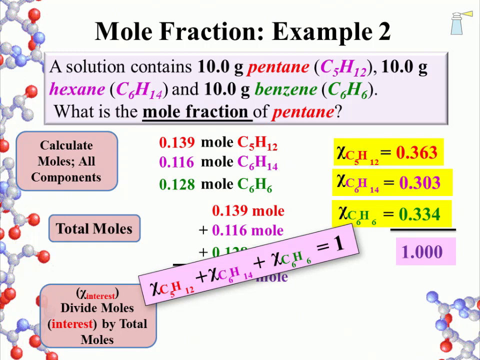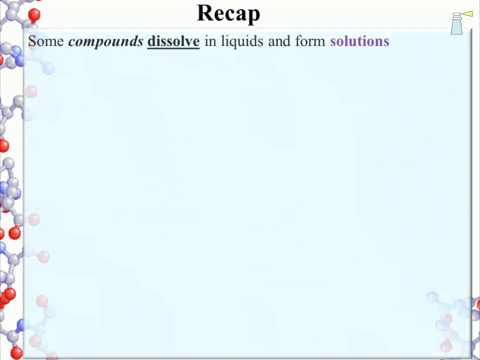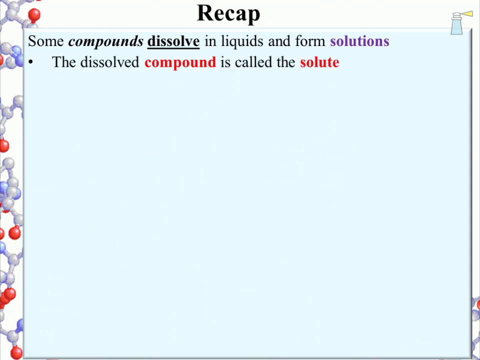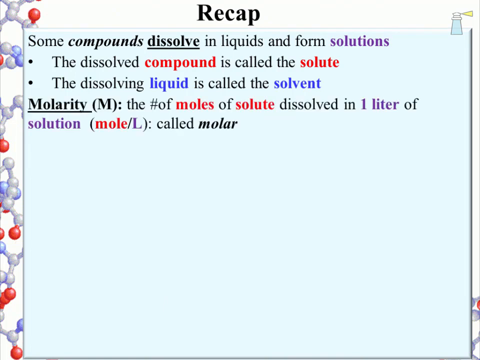That ends our coverage of concentrations containing mole values. Recapping the lecture, some compounds dissolve in liquids and form solutions. The dissolved compound is called the solute. The dissolving liquid is called the solvent. More detail is provided on solutes and solvents in the solution and solubility lecture. The first of the three concentration scales involving moles is molarity, capital M. It is the number of moles of solute dissolved in 1 liter of solution, moles per liter.